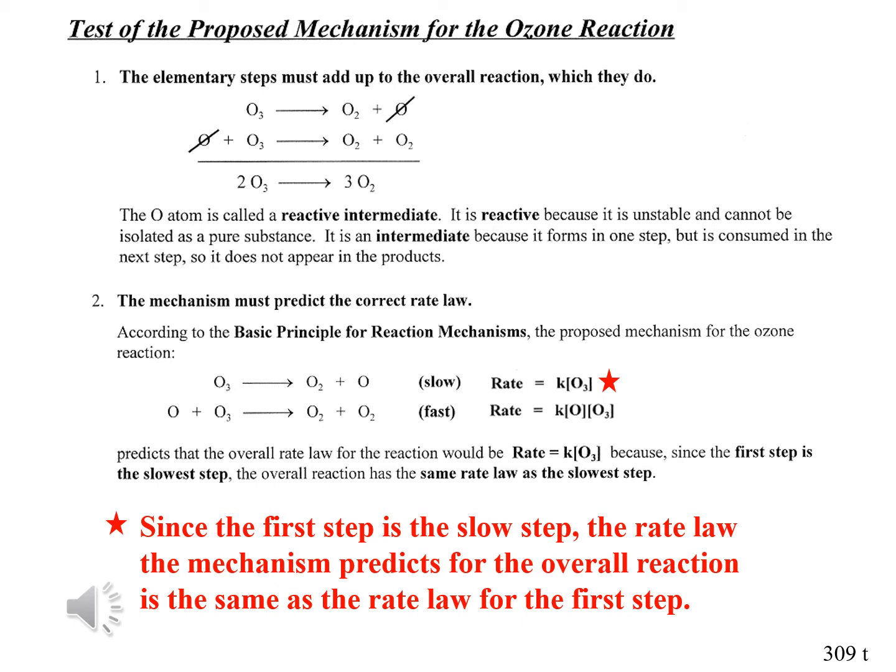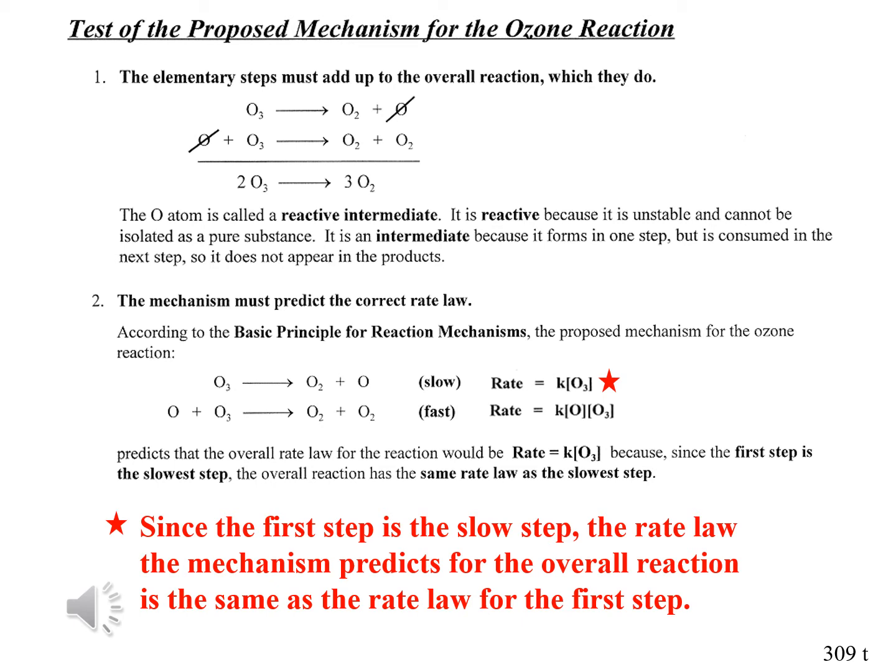Now, the second requirement is that the mechanism predict the correct rate law. We've already written the rate law for each one of those steps. You use the reactants and the coefficient in front of them for the power. Since we believe the first step is the slow step, the rate law for that step will also be the predicted rate law for the mechanism.